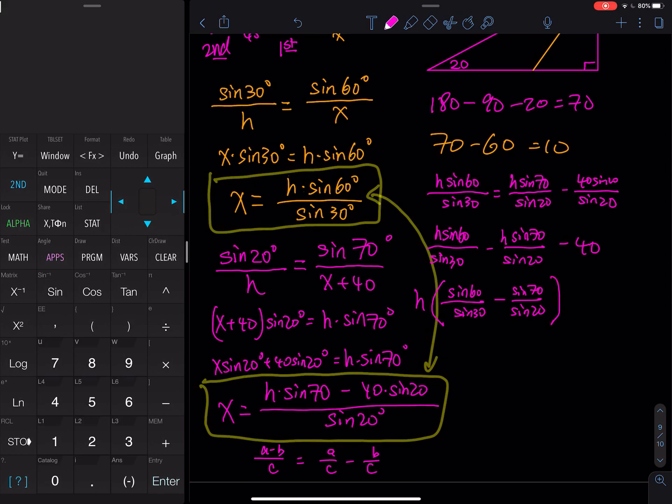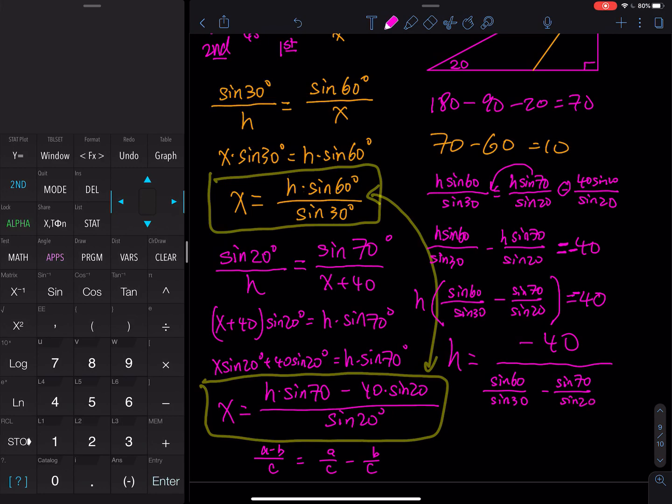Oh, actually this will be an equal because we put this term to the other side, right? So we have everything equals to a minus 40. So this will be a minus 40. Okay, don't be too creative. You cannot get rid of the sign, all right? So we have h equals to negative 40 divided by sine 60 divided by sine 30 minus sine 70 divided by sine of 20.